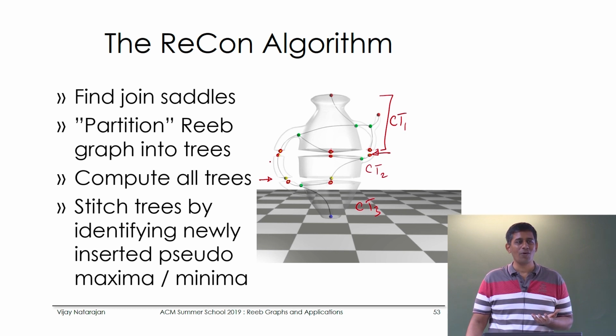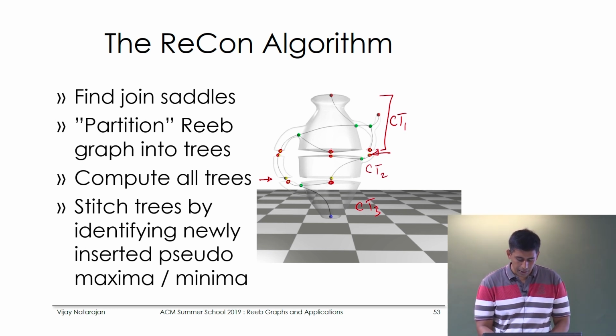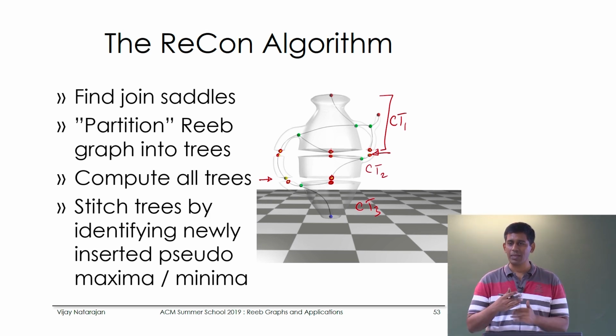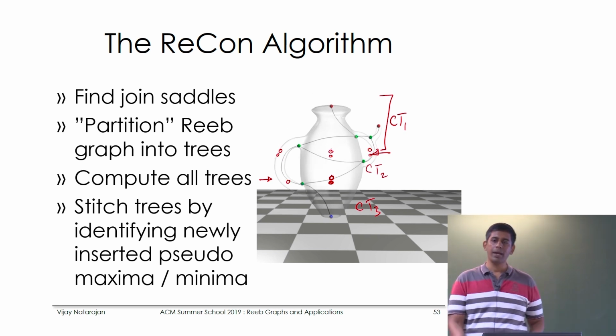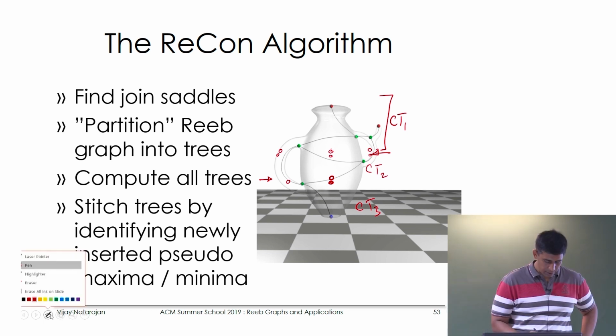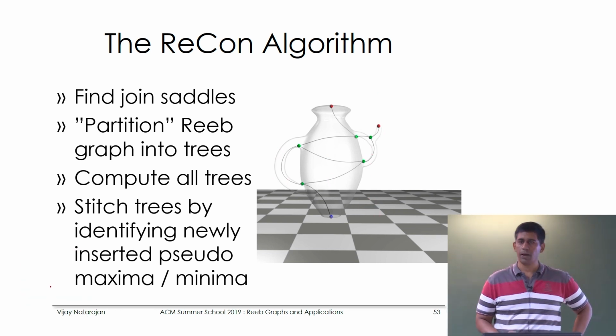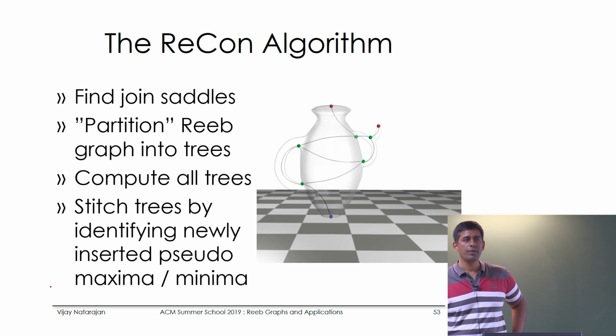But merging this is now trivial. I know that every point here can be identified with a corresponding minimum from the next tree, and I just have to merge these 2 trees together. I merge them, I get the Reeb graph. Does that make sense?